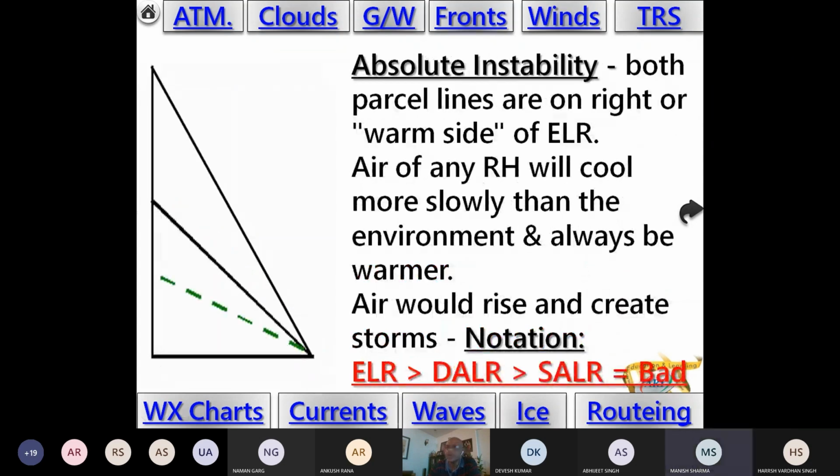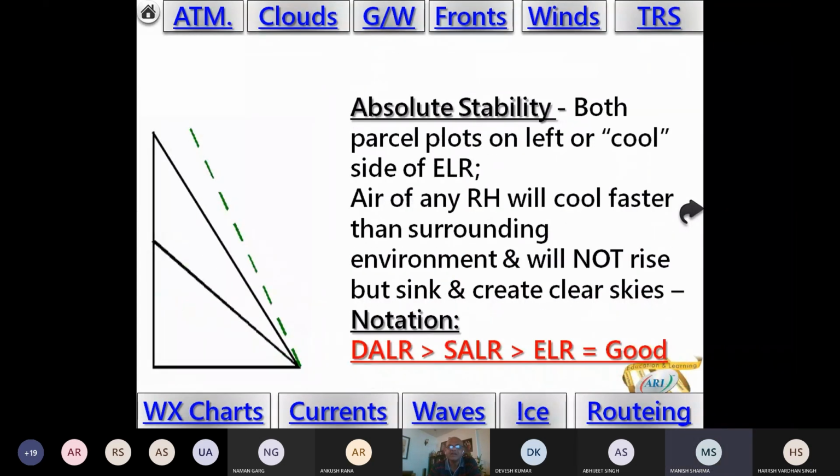This is absolute instability. This is absolute stability. This is the diagram you have to practice. Have the notation. Write it in the short notes. You are clear. The point is, have you understood this? Yes, sir.